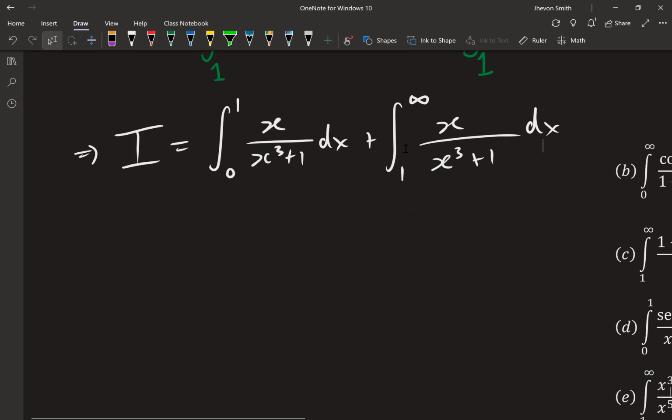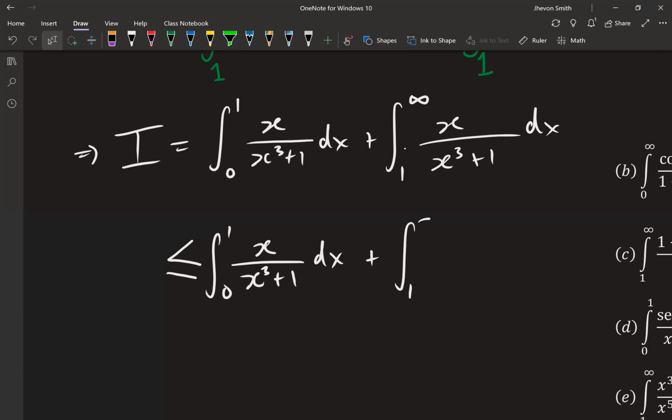Now, what do we know about that? This is less than or equal to this guy plus that guy, because I made the denominator smaller, so we get a larger fraction.